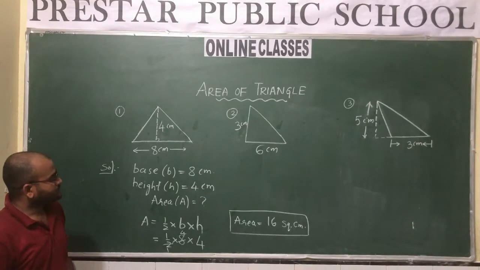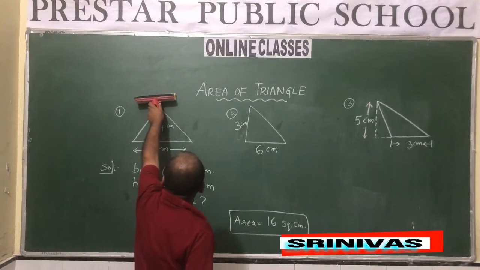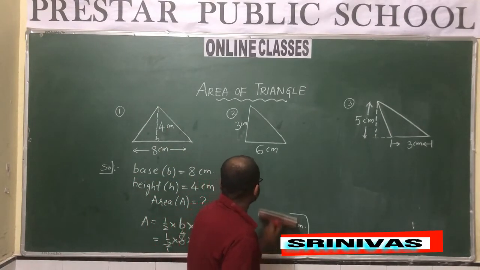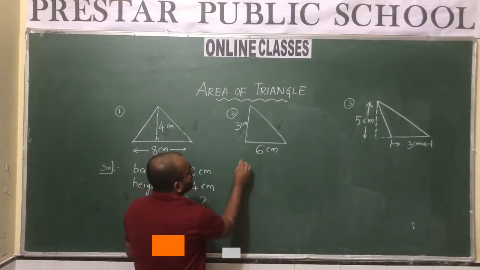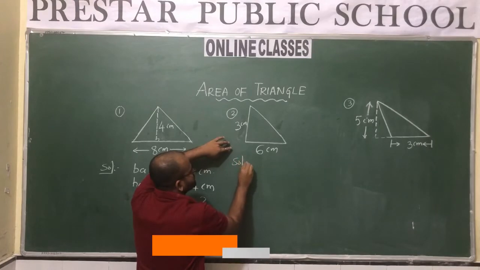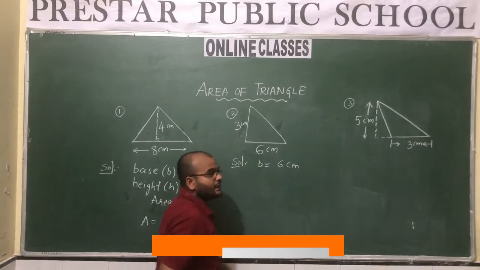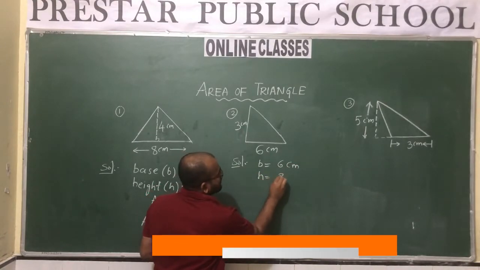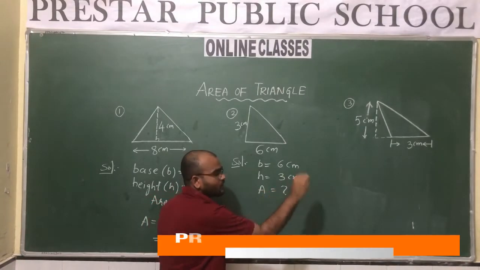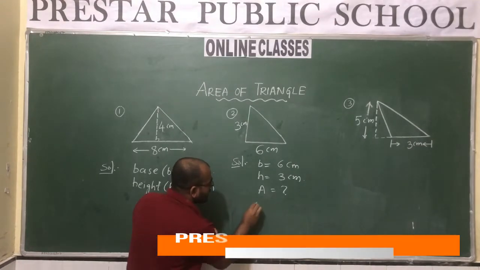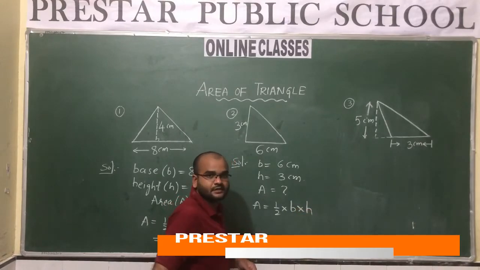Okay? Now let us do the second problem. In the second problem, the given data: base b equals 6 centimeters. Next, height h equals 3 centimeters. Now we have to find area, A equals question mark. Write the formula for area. Area equals 1 by 2 into base into height.